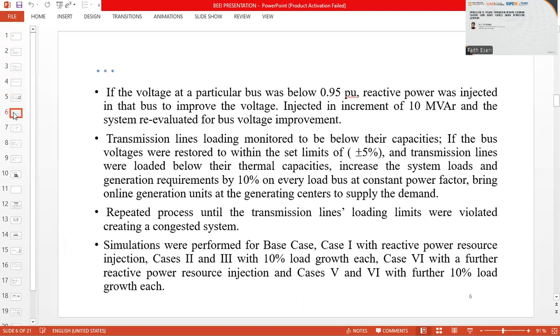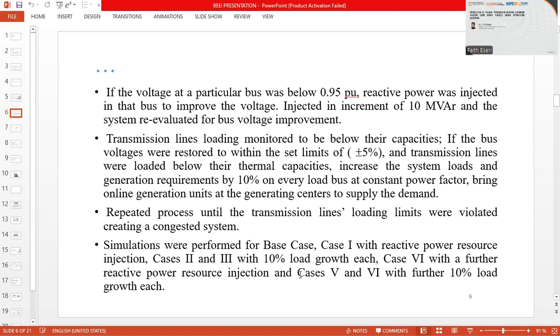In the reactive power compensation, if the voltage in a particular bus was found to be below 0.9 pu, reactive power was injected to that bus to improve the voltage, and this was done in increments of 10 MVR, and then the system is re-evaluated to see if the bus voltage has improved. The line loadings are monitored to be below their capacities. For example, if the bus voltage were restored to within the set limits, that is plus or minus 5%, the transmission lines were loaded below their thermal capacities.